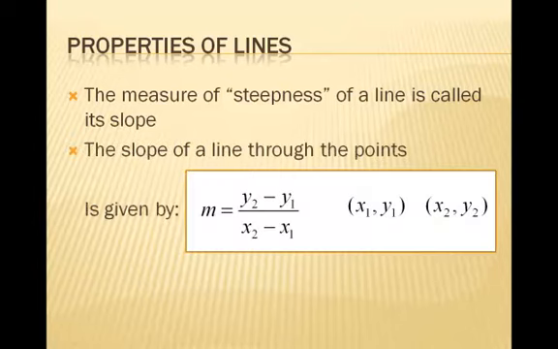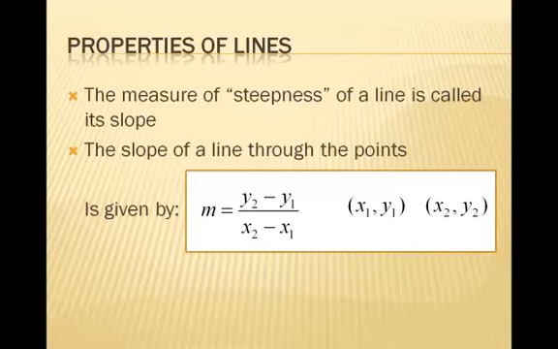Now, how you describe slope, or actually attach a quantity to this thing called steepness, is usually done through a formula like this. This says if you know 2 points on the line, call them x1 and y1 and x2 and y2, so 2 different points, you can figure out how steep that line is by subtracting the y-coordinates and dividing it by subtracting the x-coordinates.